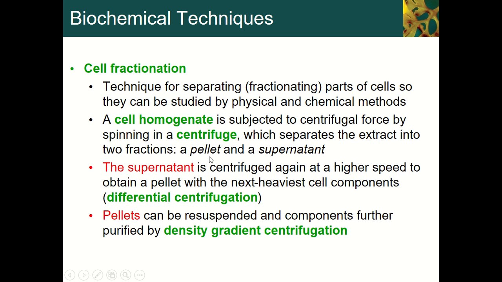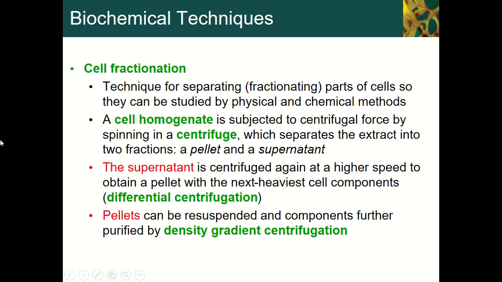Pellet refers to the solid portion, usually at the bottom of your centrifuge bottles, and supernatant refers to the liquid or upper part that you can see in your centrifuge bottle after you centrifuge the samples. So the supernatant is centrifuged again at a higher speed to obtain a pellet with the next heaviest cell component. The pellet is usually heavier compared to the supernatant. That's why the pellet will be at the bottom.